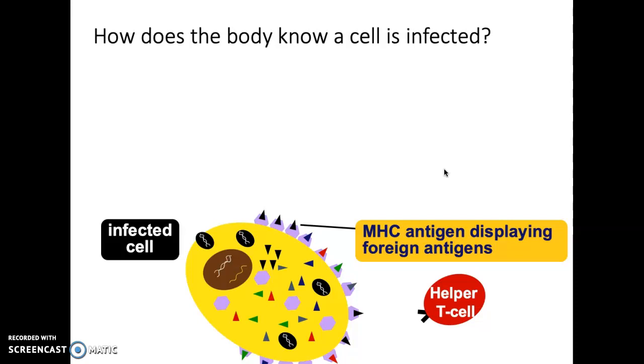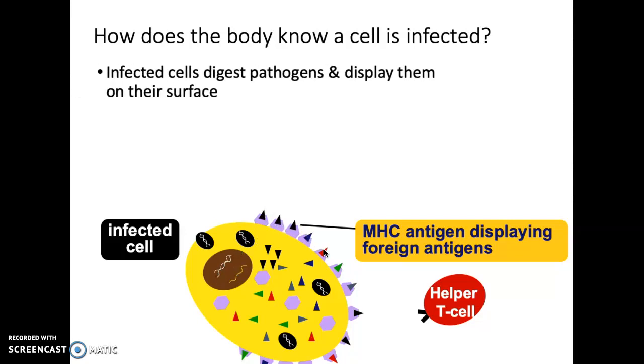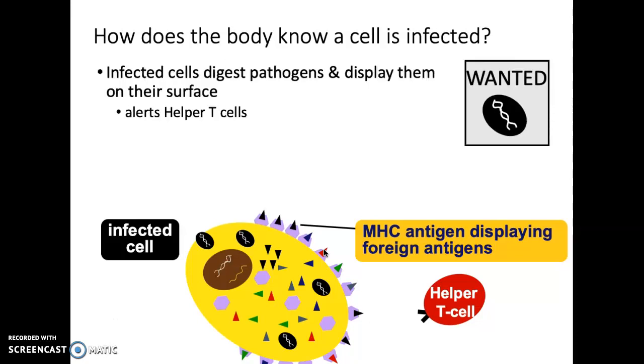And its job is to display chunks of foreign antigens on the surface of our cells for the helper T cells to kind of get notified and alerted. So that infected cell displays fragments of the pathogen on the surface of its cells. Pretty cool. Let's look at it a little bit closer. But if you think about it, it's kind of like a wanted poster displayed on the outside of our cells.